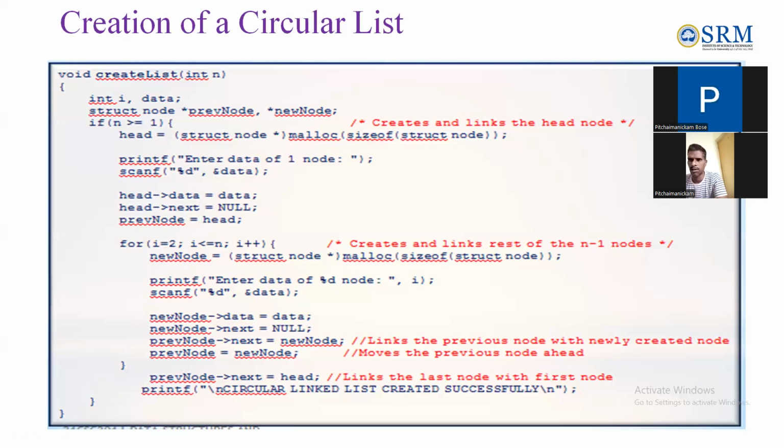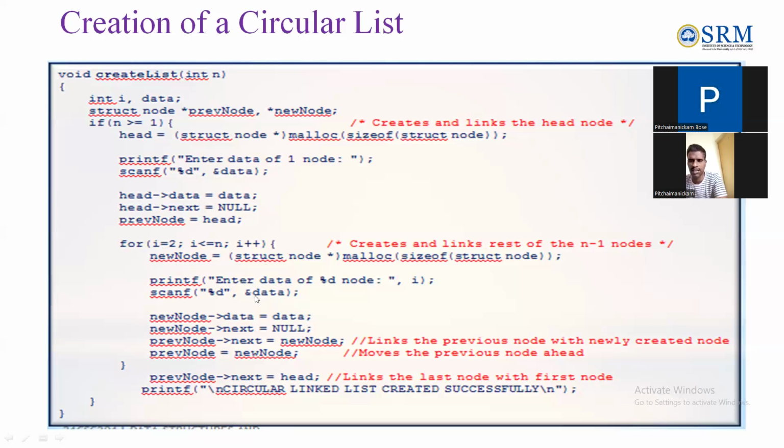Creation of the circular list: how are we going to do this? Here we take the value, that is, enter the data. After this, we insert it into head->data = data, head->next = NULL. After that, for i = 2; i <= n; i++, newNode = (struct node *)malloc(sizeof(struct node)); we allocate the node structure.